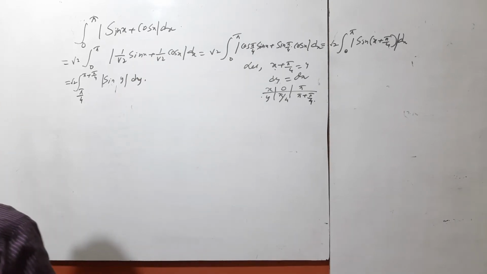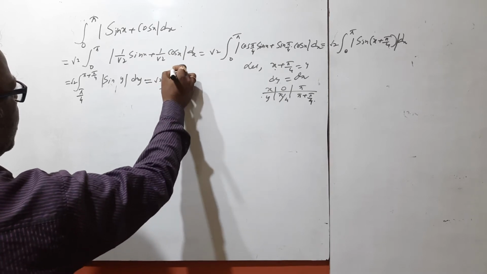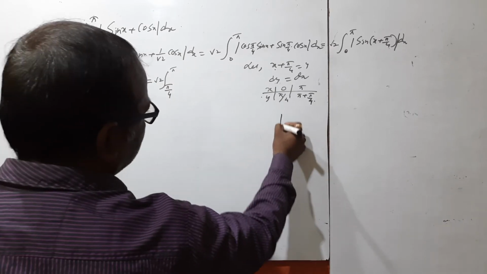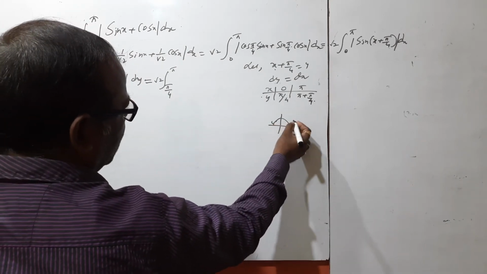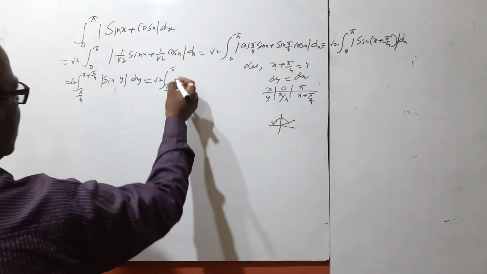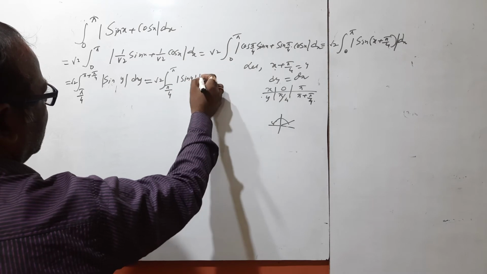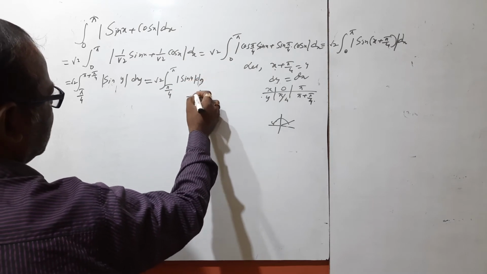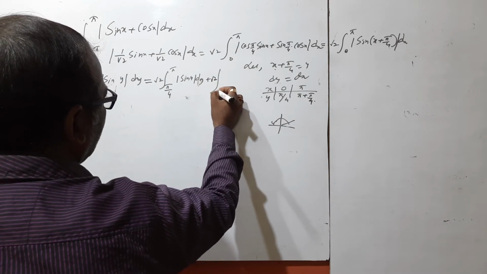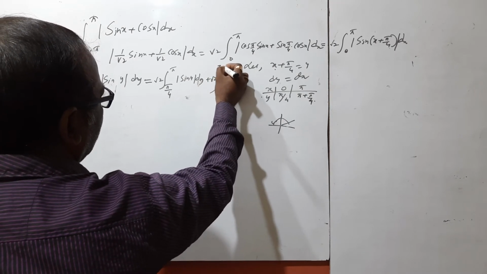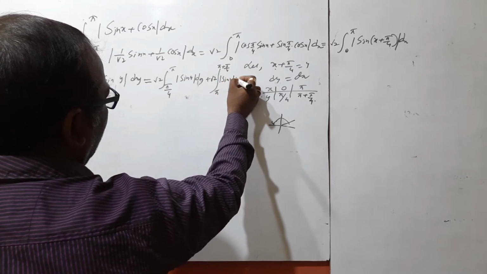Okay, split the limit here, that is root 2 times of pi by 4 to pi, where sin is always positive, so this is mod sin y dy, okay, plus root 2 times of pi to pi plus pi by 4 mod sin y dy.